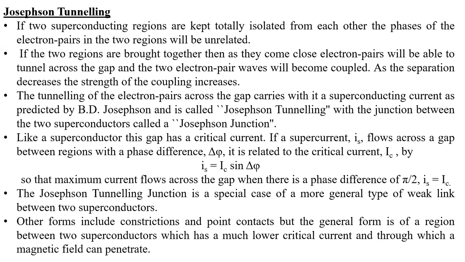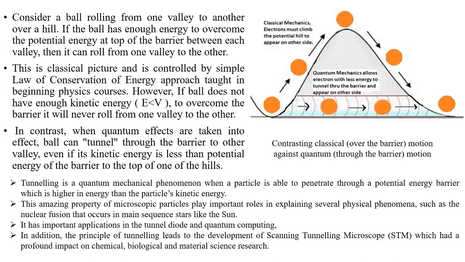The Josephson tunneling junction is a special case of a much more general type of weak link which occurs between two superconductors. Other forms include constrictions, or restrictions, or barriers, and point contacts. But the general form is a region between the two superconductors which has a much lower critical current and through which the magnetic field can penetrate. Let us remember up to this extent. I will explain how the barrier works. This is the overall view, or you can call it a preamble.